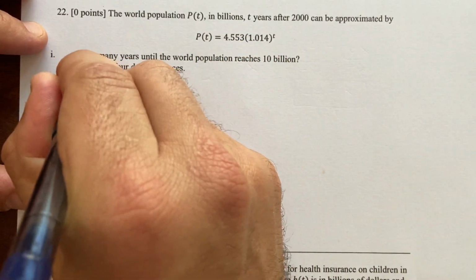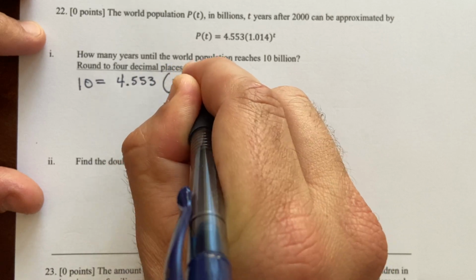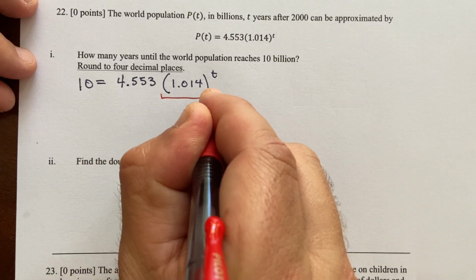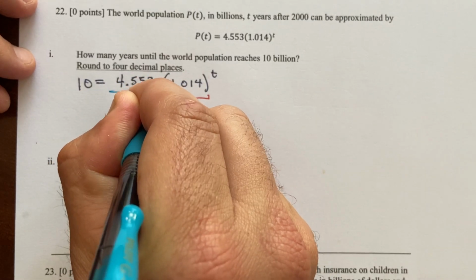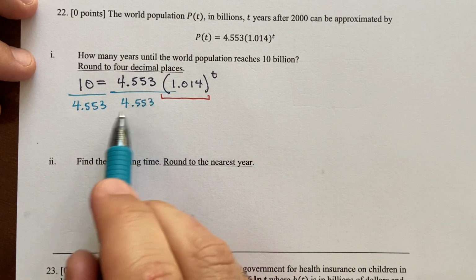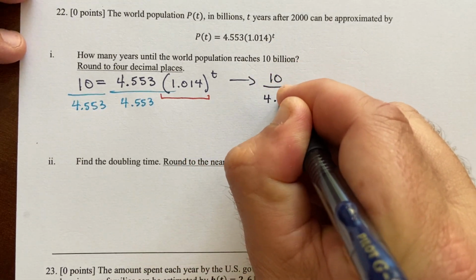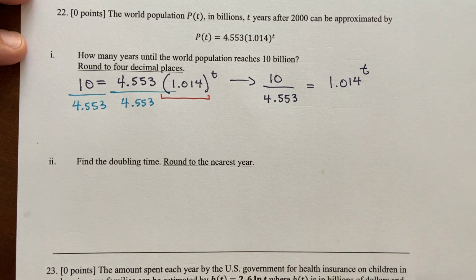So I'll have 10 equals 4.553 times 1.014 raised to the t. I have an exponential equation here. That means likely I'm going to need the use of a logarithm eventually to solve this. So I want to get this exponential piece alone. So for that reason, I'll divide by 4.553. Don't subtract, right? That's attached through multiply. So we're dividing that away. So we get 10 over 4.553 equals 1.014 raised to the t.